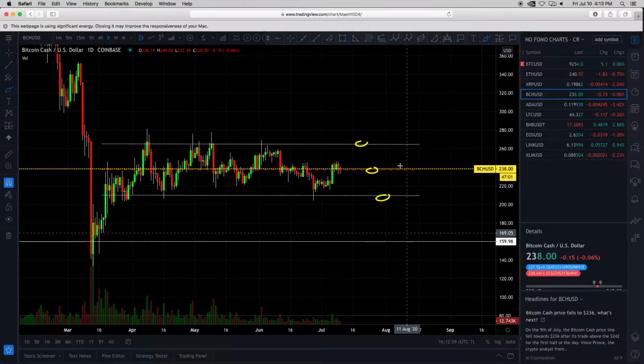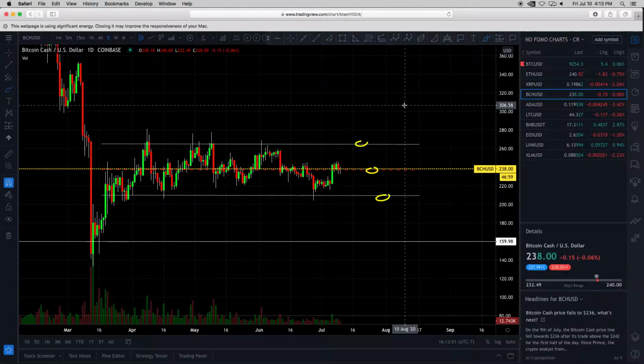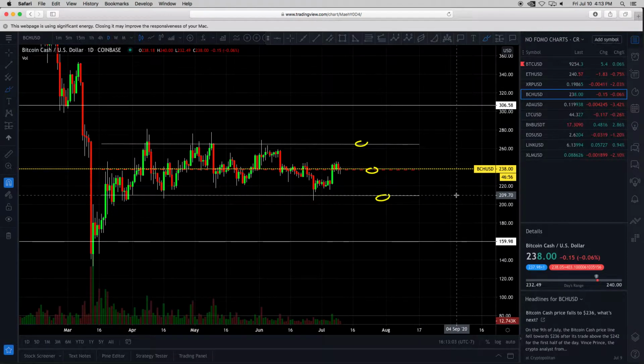Okay. So it's not hard. If you have a super bull break, then the upside target is 306. All right. It's not hard. Okay. Again, we don't need a million indicators.